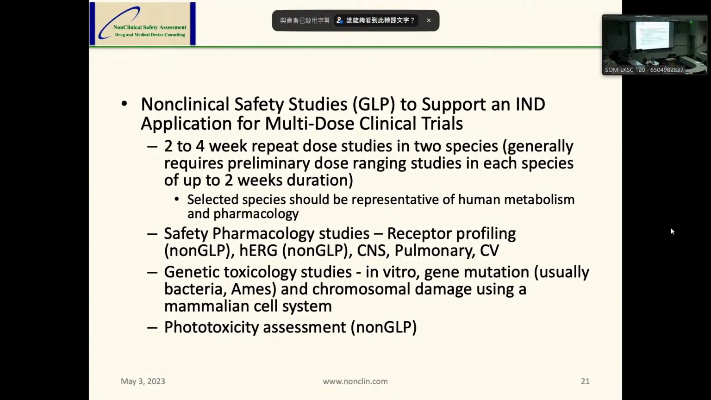So in general, 2 to 4 week studies, plus the safety pharm studies that I discussed. Very often these studies can be brought into the general tox studies and limit the need for them as standalone studies. Then some genetic toxicity assessments, at least in vitro, and a phototoxicity assessment. And in general, that's what we do. There are always exceptions, depending upon exactly what you're doing.